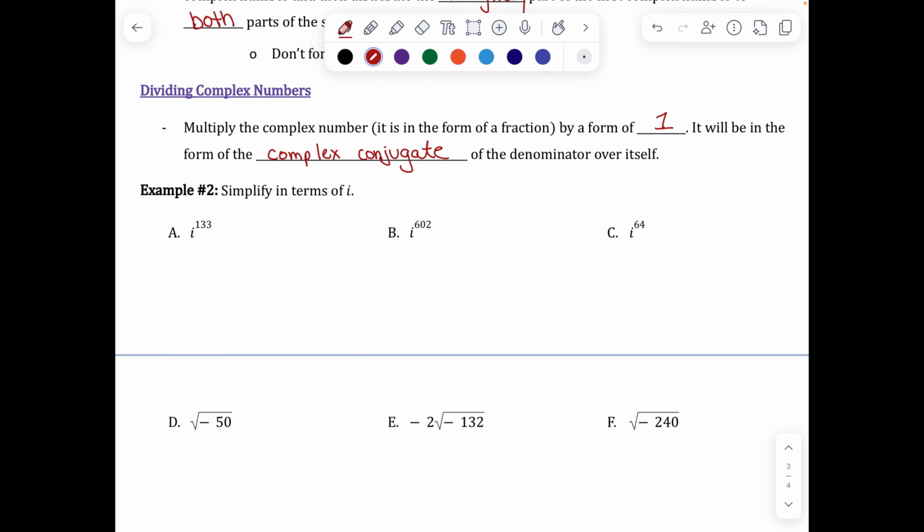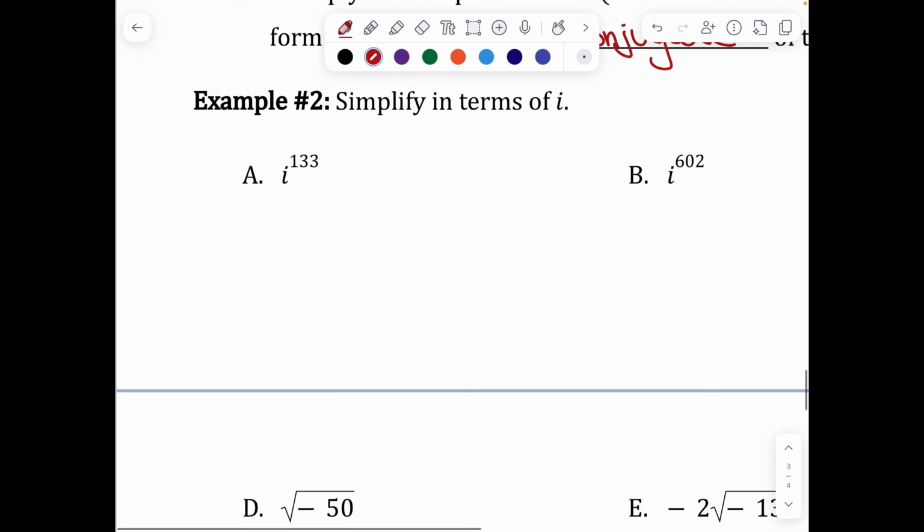Okay, so we have i to the 133. So we're going to take 133. How many times does 4 go into it? It goes in 33 times with 1 left over. So what that basically means is that this gives us i to the first. So i to the first is just going to give us i.